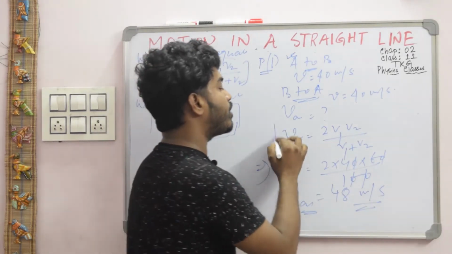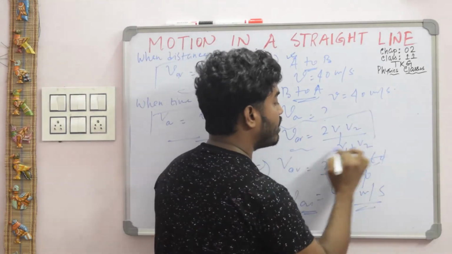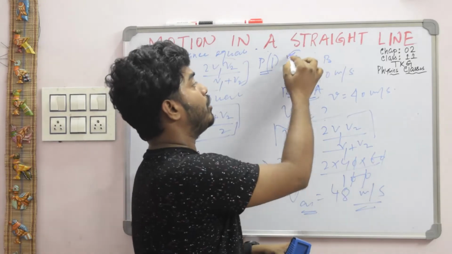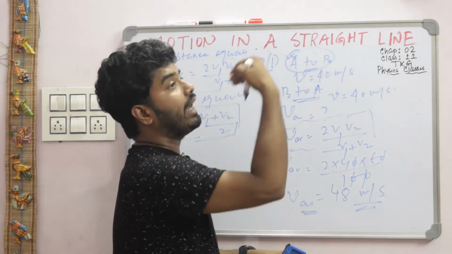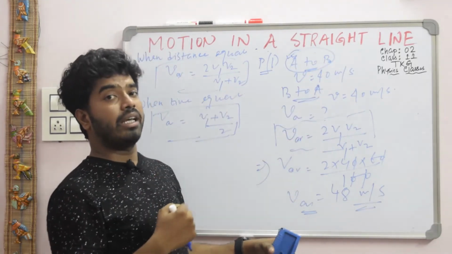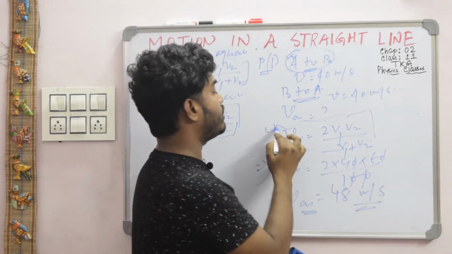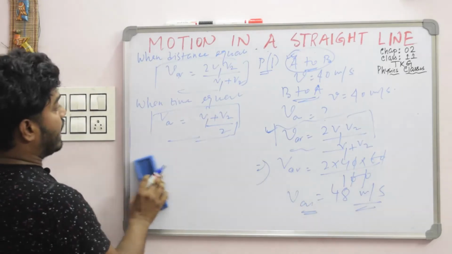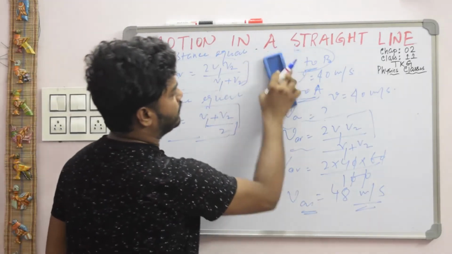Why do we use this formula? First of all, you have to check here whether distance is equal or time is equal. According to the problem, distance is equal: the body travels A to B and returns back from B to A, so the distance is equal, so we can use this formula. Okay. Suppose there is another problem, problem 2.